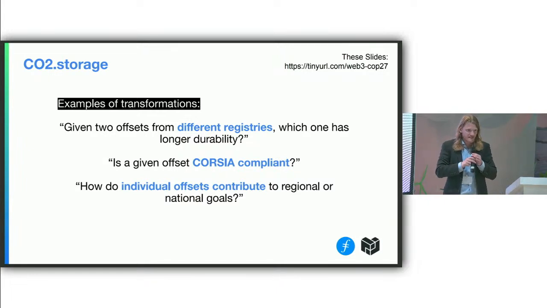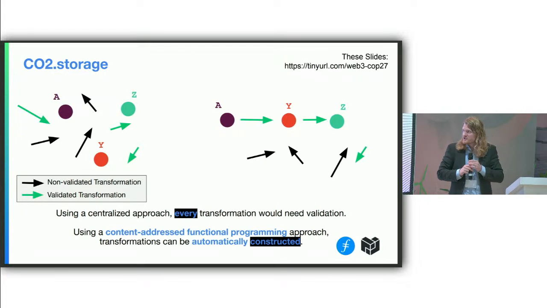So you'd really like to be able to take all of these offsets that are in different formats, potentially stored on different registries, and ladder them up to everything that's happening in a given region and understand how this project is contributing to, for example, NDCs.